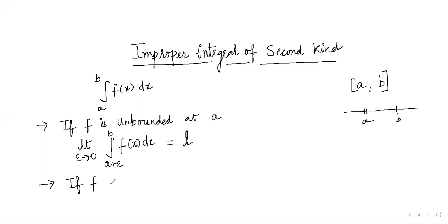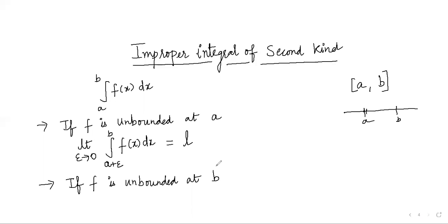Now, if we have the case that f is unbounded at the end point, which is b. Now, what we have to do? We have to remain within this interval. Now, the new integral which we will be considering here, what should be its limit? Lower limit, we don't have a problem with a because the function is unbounded at b now. So the lower limit will be the same, a.